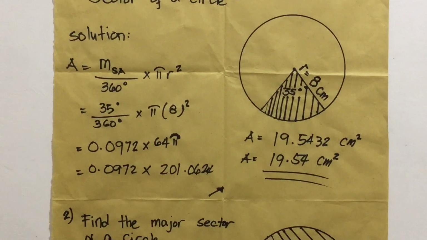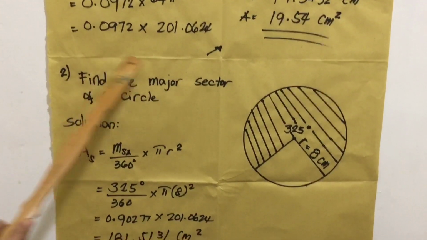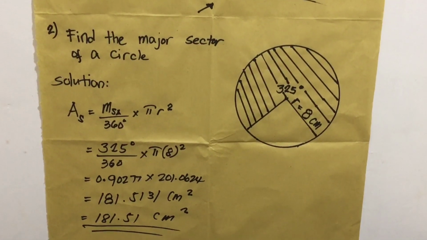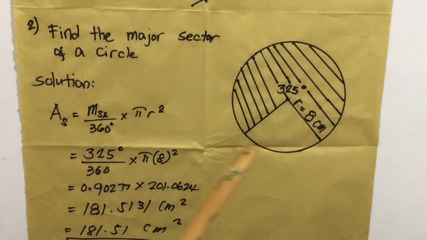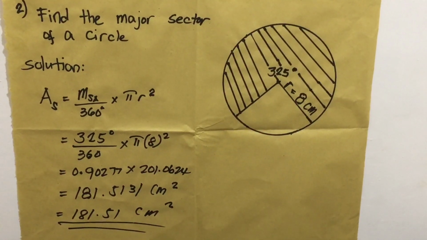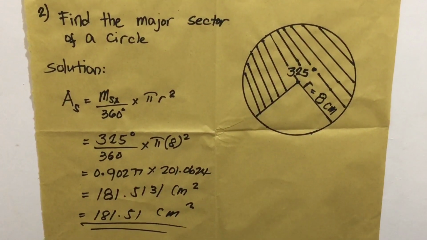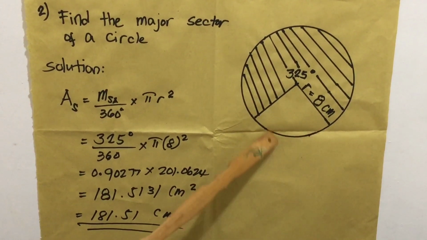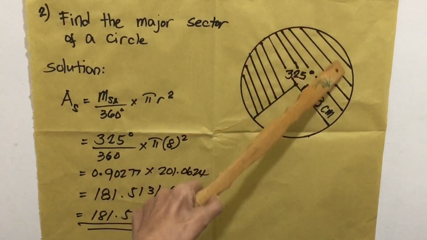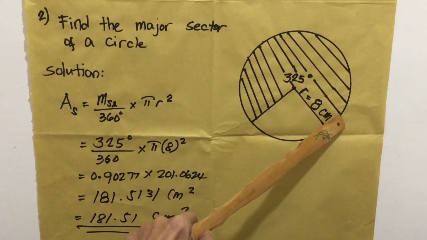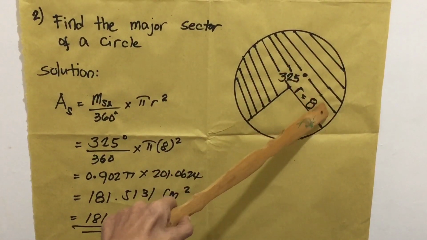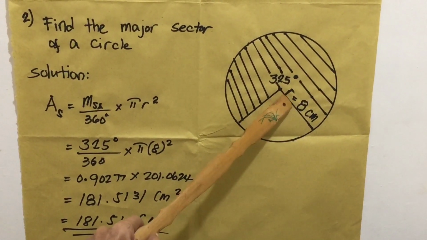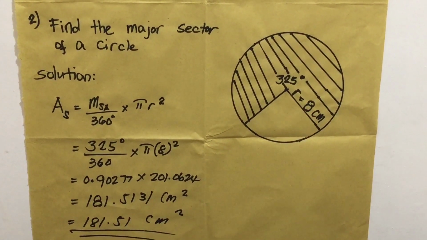Okay, next problem. Find the major sector of a circle. To find the major sector of a circle, we're going to examine the figure. So this is the minor, the intercepted arc minor. So therefore, this is the major sector, this area. And the given is 325 degrees, and the radius is equal to 8 centimeter.